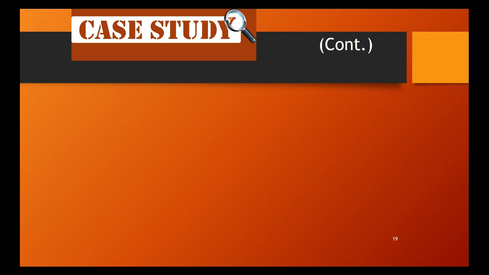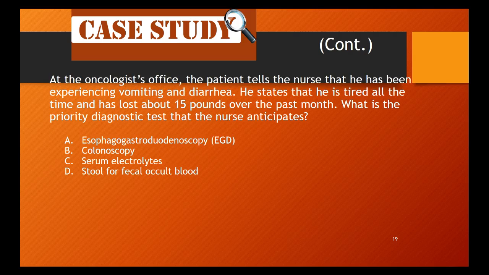Okay, so let's talk about some case studies for the gastric cancer and colorectal cancer. At the oncologist's office, the patient tells the nurse that he has been experiencing vomiting and diarrhea. He states that he is tired all of the time and lost about 15 pounds over the past month. What is the priority diagnostic test that the nurse anticipates?